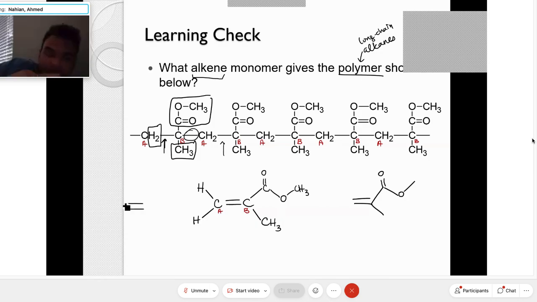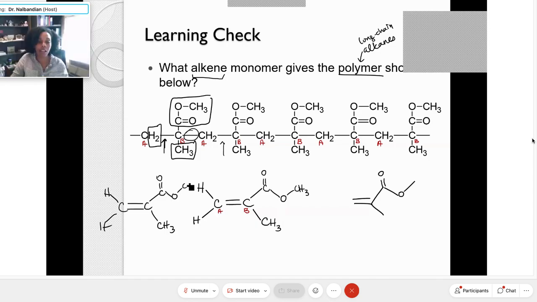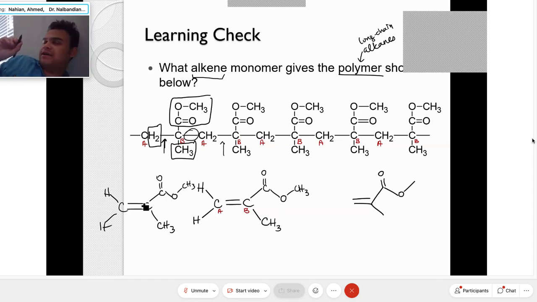One quick question, Professor. So regarding the ozonolysis reactions, how do we know whether we will have a ketone or aldehyde? Based on what is attached.